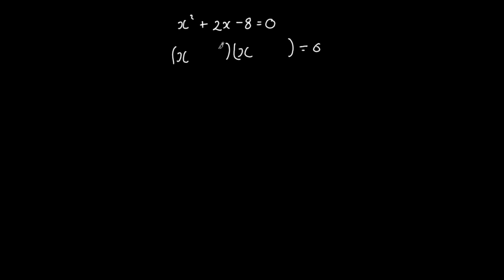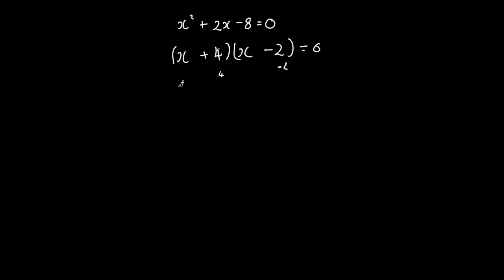So if I look at 4 and 2, 4 times 2 would give me 8. And if I say 4 minus 2, that would give me +2. So this 2 over here needs to be a -2. If I place that over there, okay, so I have x plus 4 and x minus 2.